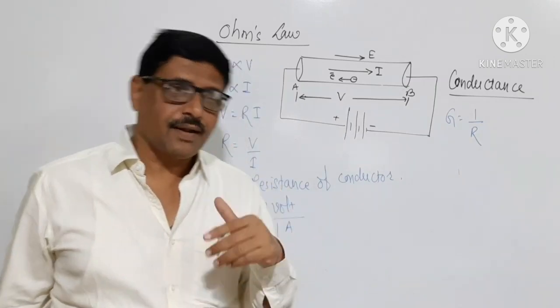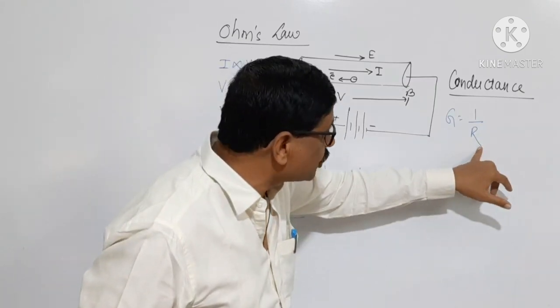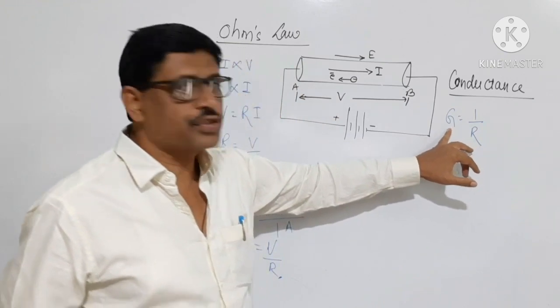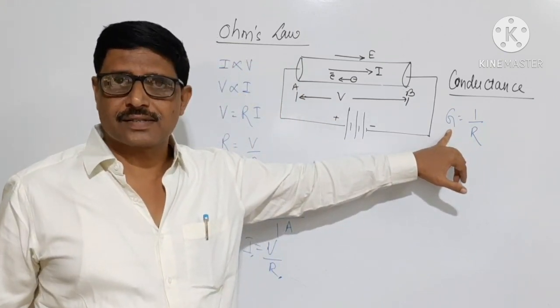If a conductor has a large resistance, then it has small value of conductance.